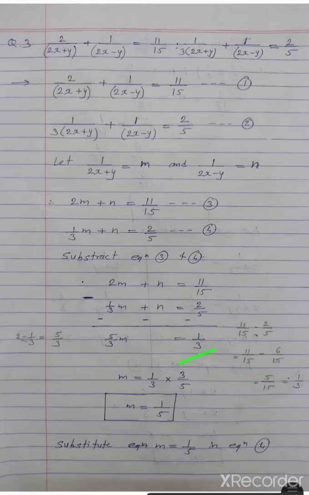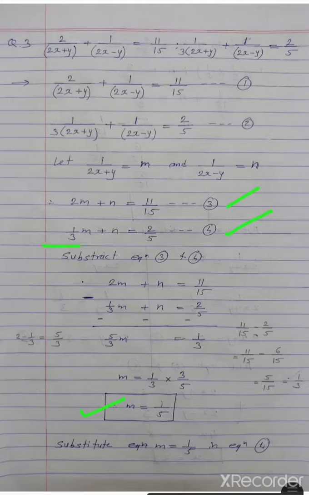So here I write this answer, 1 upon 3. Now take this 5 upon 3 to the other hand side, so it will become 3 upon 5 in multiplication form. So again here 3 and 3 will get cancelled and we will get the value of m is equal to 1 upon 5. Now you can substitute this m is equal to 1 upon 5 in equation 3, otherwise equation 4.